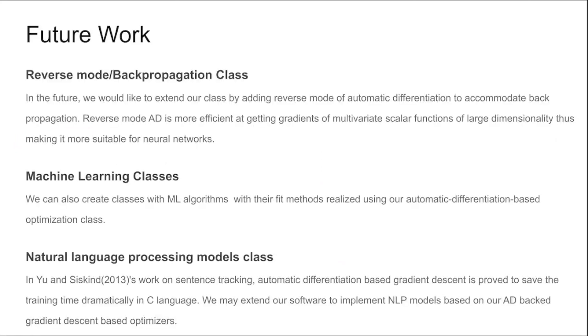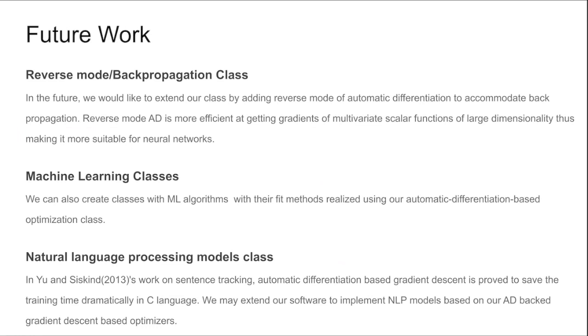For future work, we have listed three options. The first option is we can extend the class to incorporate reverse mode. Reverse mode automatic differentiation is much more efficient at getting gradients of multivariate scalar functions of larger dimensions. Hence, it is better suited for neural networks. The second option is to develop machine learning classes like regressors and classifiers. We can realize the fit method using the WestCoast AD optimizer class.